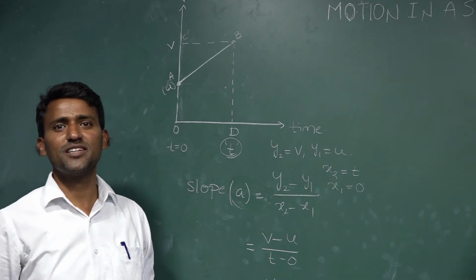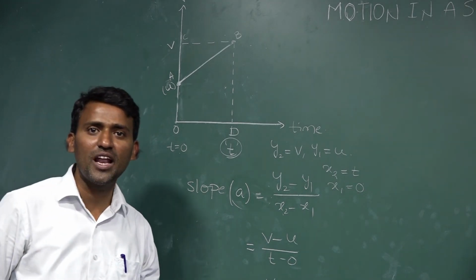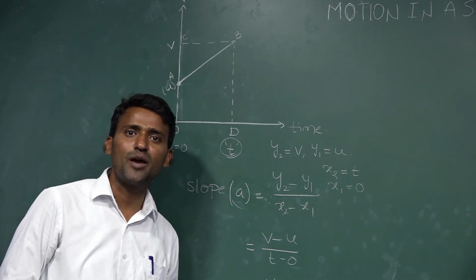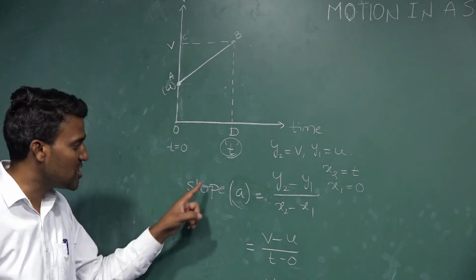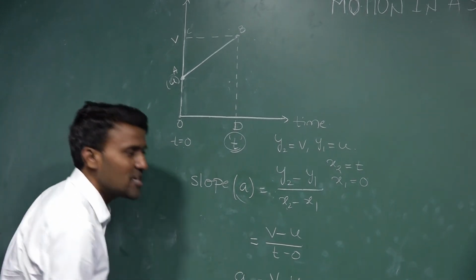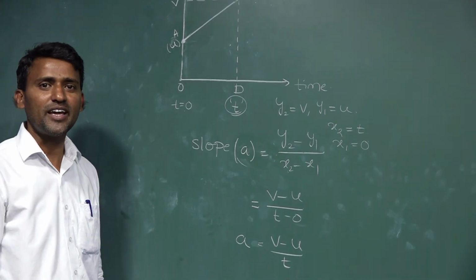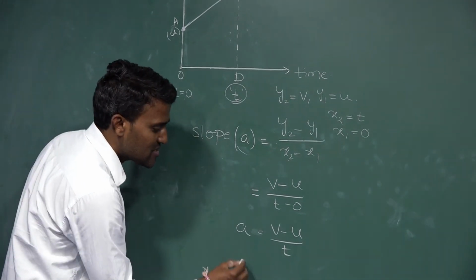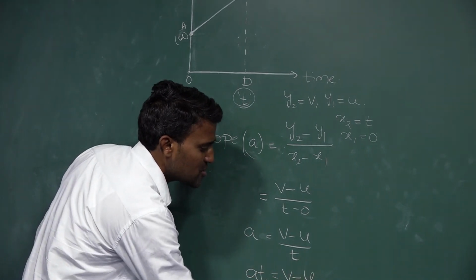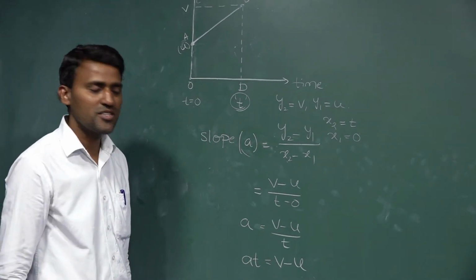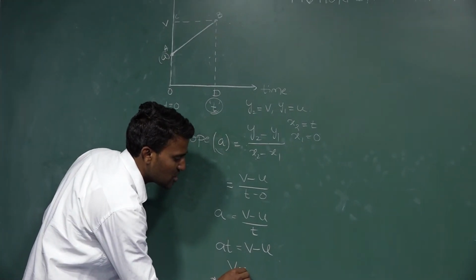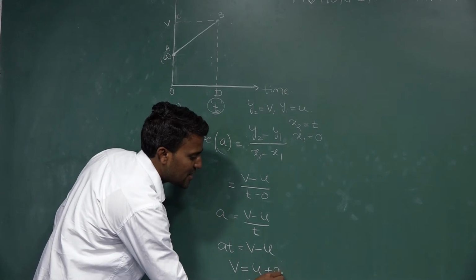Just now we discussed what is acceleration: change in velocity per unit time interval is called acceleration. So the slope is acceleration. I am writing a is equal to (v minus u) by t. Now if you take t this side, at is equal to v minus u. If you take u this side, you can write final velocity v is equal to u plus at.